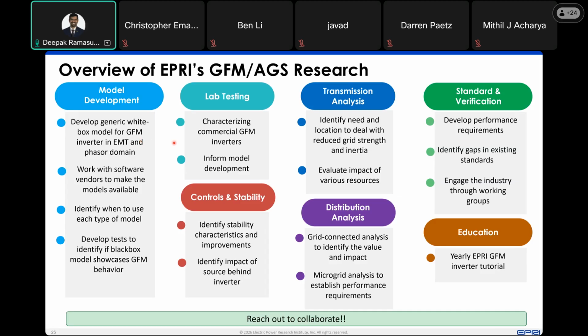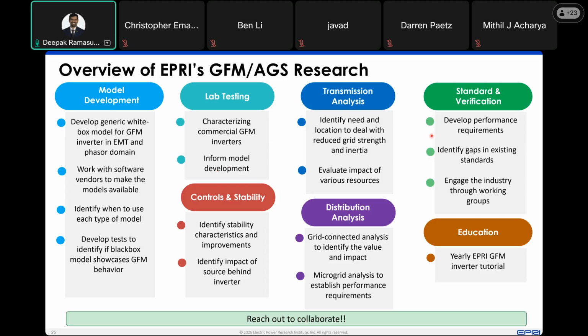Looking at characterization in the lab that we have. So how exactly is the resource behaving under various conditions? Is the model matching the performance of the resource as we identified from testing or not? And looking at different kinds of stabilization characteristics of the controls of these different resources. We also have study work associated with the transmission side and distribution side. And we have a lot of engagement in standards and verification.